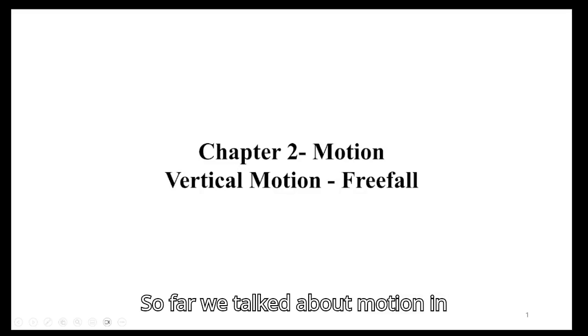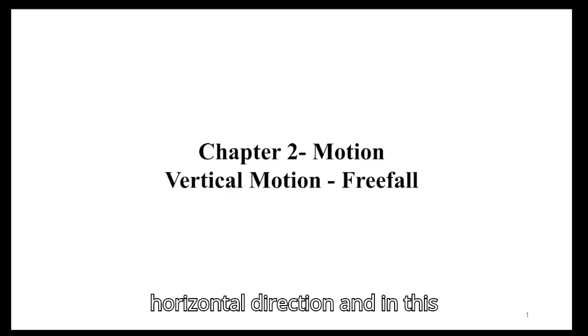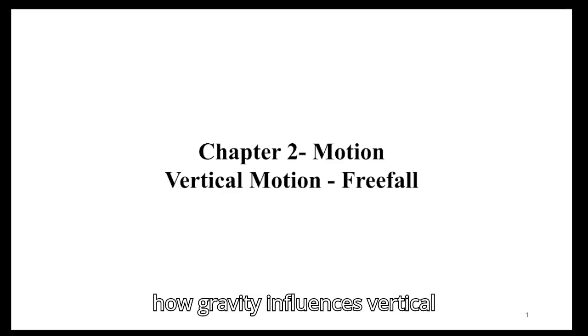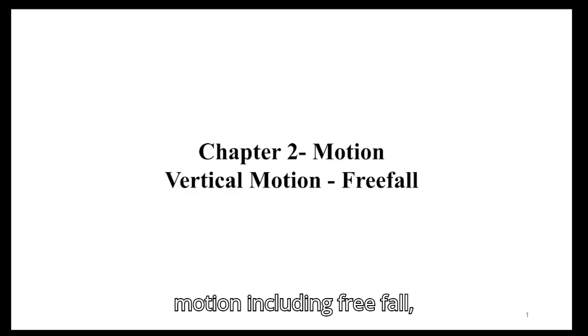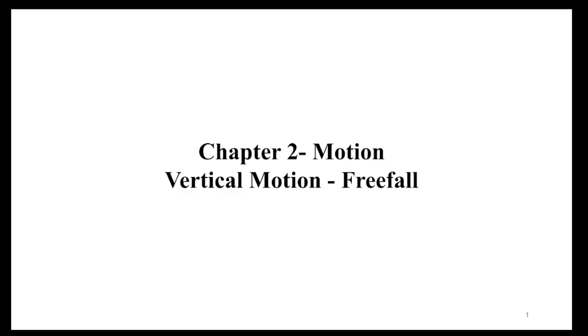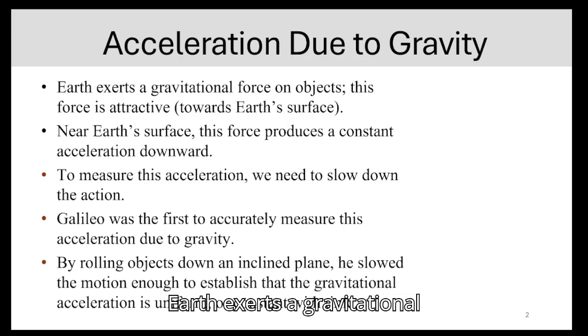So far, we talked about motion in horizontal direction, and in this section, we will talk about how gravity influences vertical motion, including free fall, velocity, distance, and acceleration due to gravity. Earth exerts a gravitational force on all objects, pulling them toward its surface near the Earth's surface.